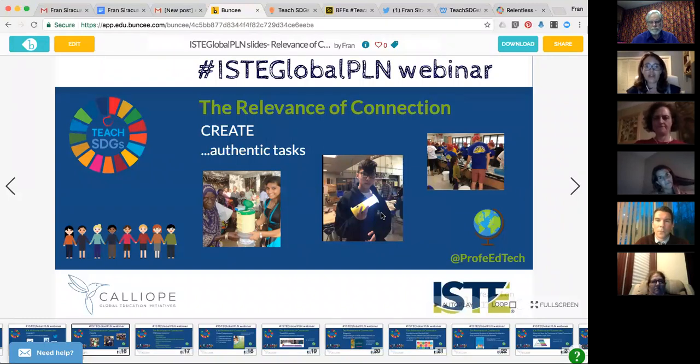So again, no poverty is the SDG, the global lens through which they look, but the students created something with their own hands to help kids in another school in the Dominican Republic.